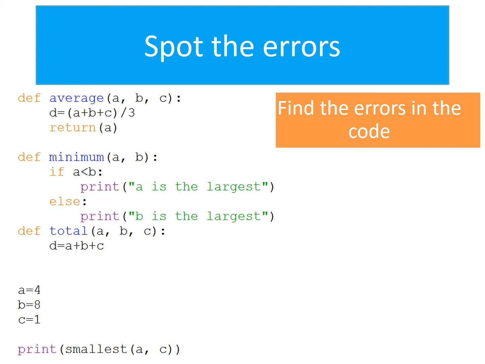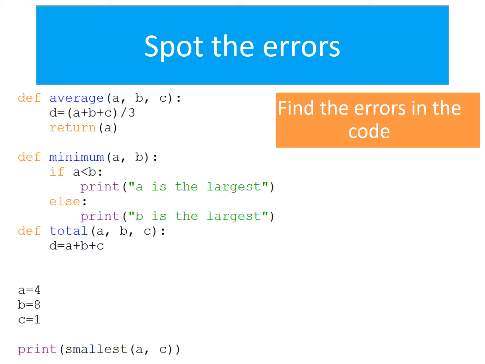The first, hopefully obvious error to you is that print smallest. Well, there isn't a function and there isn't a procedure called smallest. This is the same piece of code that we've just looked at, and hopefully you would have noticed that that's going to give us a syntax error because it doesn't know what smallest is.